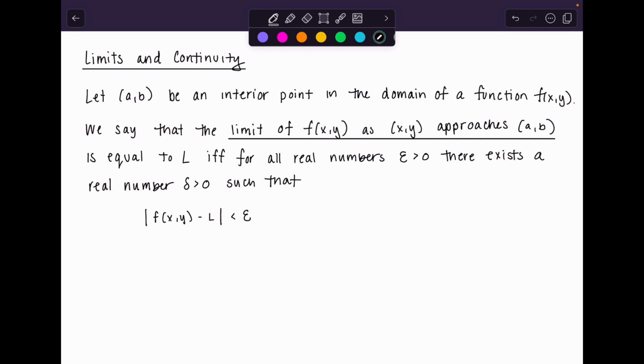If I take the difference between the output of our function and this limit L, it is as small as I want to make it. Okay, so I can make the output arbitrarily close to L whenever my point is close enough to (a, b). So the way we say that is I can make the difference between my function and L less than epsilon, so as small as I want, whenever my value (x, y) is close to (a, b).